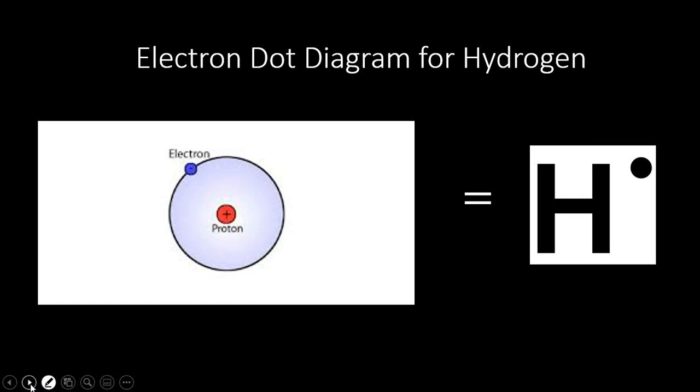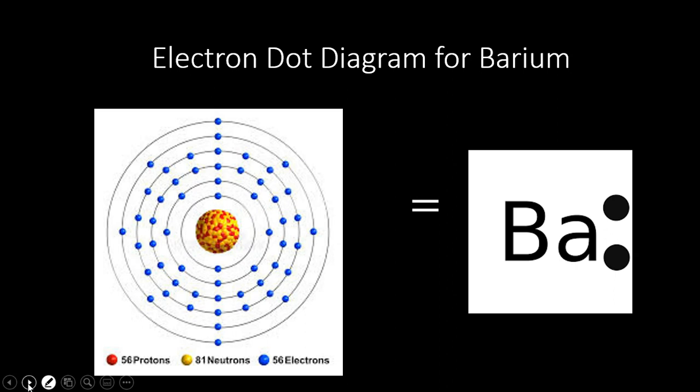Okay, so let's practice. This here is a hydrogen atom. It has 1 valence electron. It's going to have 1 dot for its dot diagram. Pretty simple, right? You're only looking at that last energy level. That's what's important. Now, if we look at barium, whoa, it has 56 electrons. But don't worry, we're only looking at the last energy level, which has 2. So barium is in the second group, and it has 2 valence electrons. Its dot diagram is going to have 2 dots.